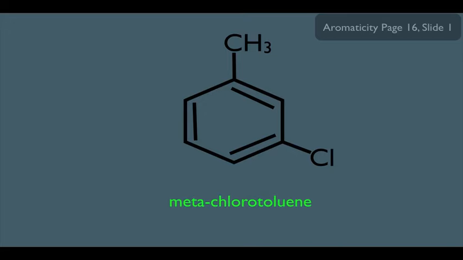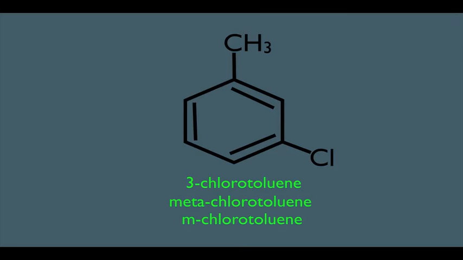So the name of this molecule could be metachlorotoluene. Again, we're reading this as toluene in itself means a benzene ring with a methyl. And metachloro is telling us meta away from the methyl is a chlorine, which means we could also call it m-chlorotoluene. And if we wanted to use a numbering system, we would call it 3-chlorotoluene. Very important here, notice that if you call this molecule toluene, then the methyl carbon is by default on carbon 1 within the benzene ring.